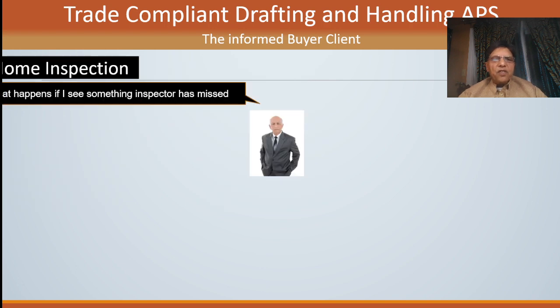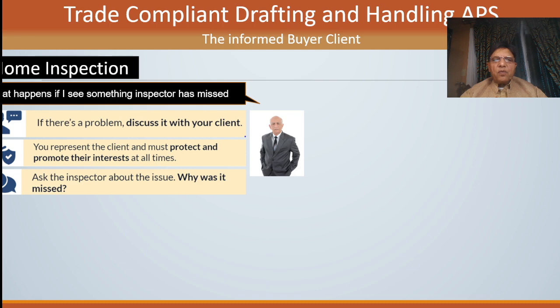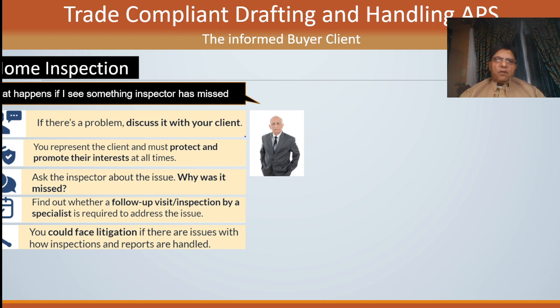Home inspection: what happens if I see something the inspector has missed? If there is a problem, discuss it with your client. You represent your client and must protect and promote their interest. Ask the inspector about the issue, and why it was missed. Inquire whether they need a specialist, and whether a specialist is required to address that issue. Ask that question also. If you don't do that, you may be in trouble.